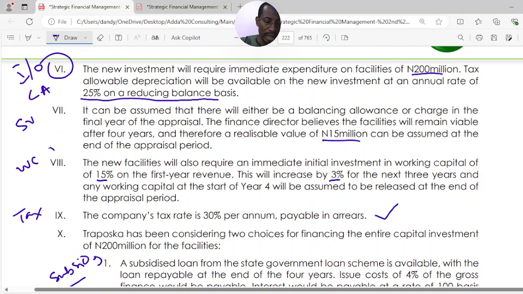In note number 8, you are told that the new facility will also require an immediate initial investment in working capital of 15% on the first year revenue. This will increase by 3% for the next 3 years, and any working capital at the start of year 4 will be assumed to be released at the end of the appraisal period. So there's a working capital of 15% on revenue. Let's go and work it out.